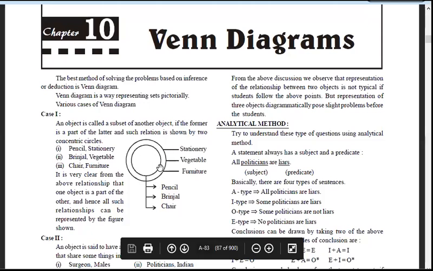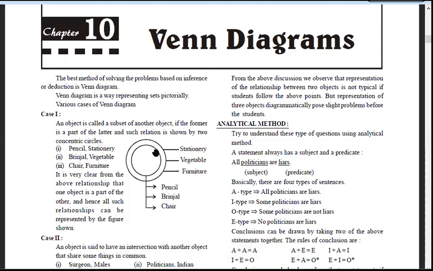Now just see this. We have two circles. In this case I can say that circle 2 is a subset of circle 1. Circle 2 is a subset of circle 1.